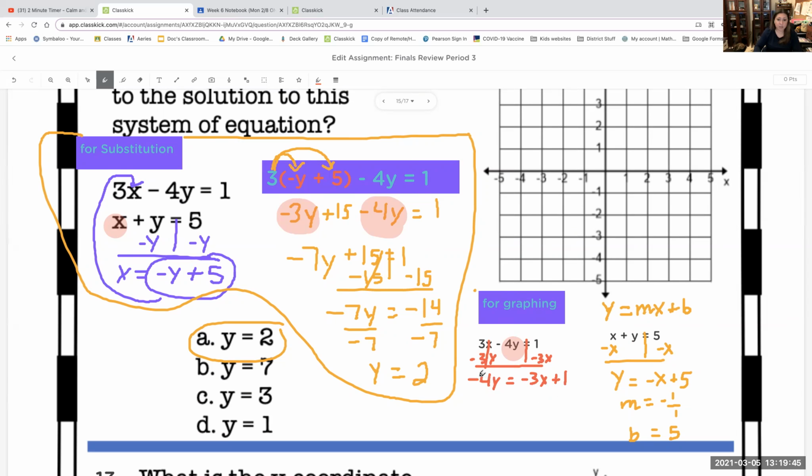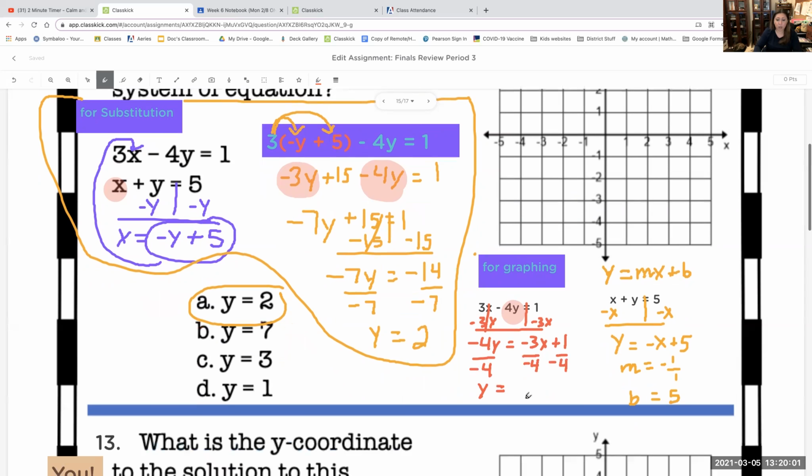And then the last step, get rid of this negative 4. So we're going to divide all of these by that negative 4. Negative 4 and negative 4. So I get y equals, a negative divided by a negative gives me a positive. Can 4 go into 3 or get simplified? No. So I'm going to leave it like that. 3 over 4x. A positive divided by a negative is a negative. And this is a negative 1/4.